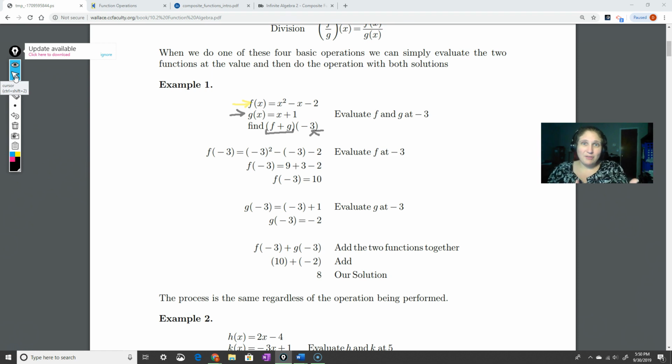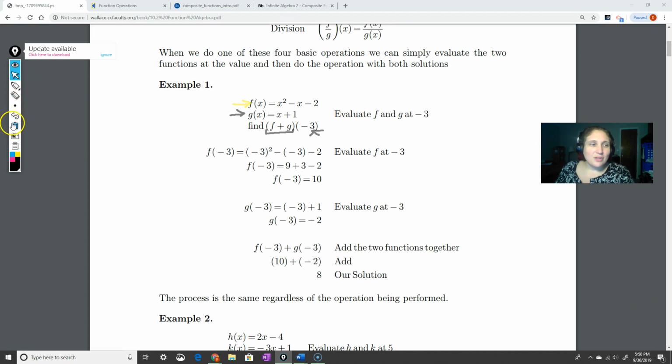Whenever they actually give you a constant or any term, remember a term is just like if I have x plus 4, x is a term, 4 is a term. So if they give you a value for x, just substitute it in. So they told you evaluate f and g at -3. All that means is you're just going to substitute it in.